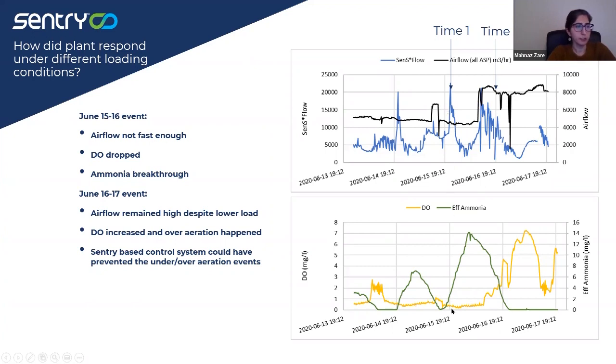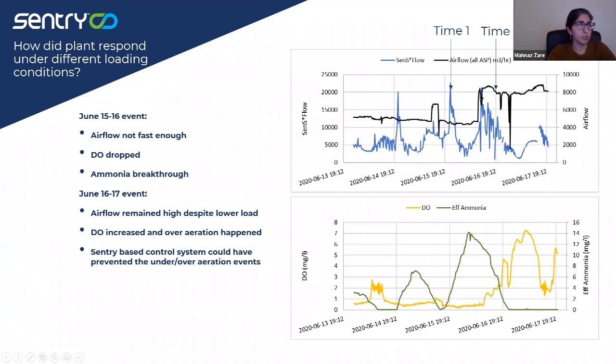As a result, we are seeing extended periods of under aeration. The DO is below 1 milligram per liter most of the time. And as a result, we are seeing a spike in effluent ammonia, which is shown by the green line here. And effluent ammonia is increasing to 12 milligrams per liter.